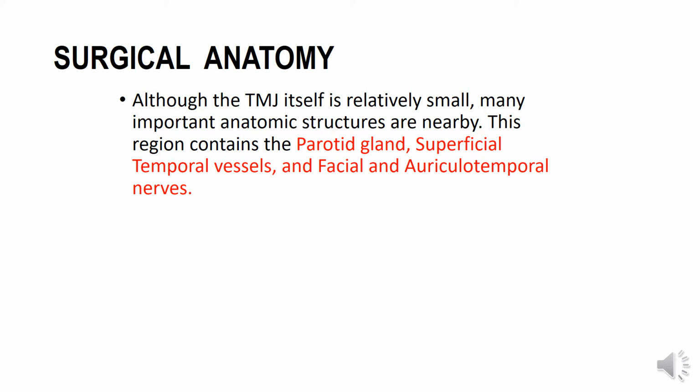The region of temporomandibular joint has structures like parotid gland, superficial temporal vessel, facial and auriculotemporal nerves. These are the structures that are in close proximity with temporomandibular joint. When a surgical intervention is made in temporomandibular joint for any reason, to release ankylosis or to fix the fracture, then these structures have to be taken into consideration so that you don't injure them and avoid postoperative complications.